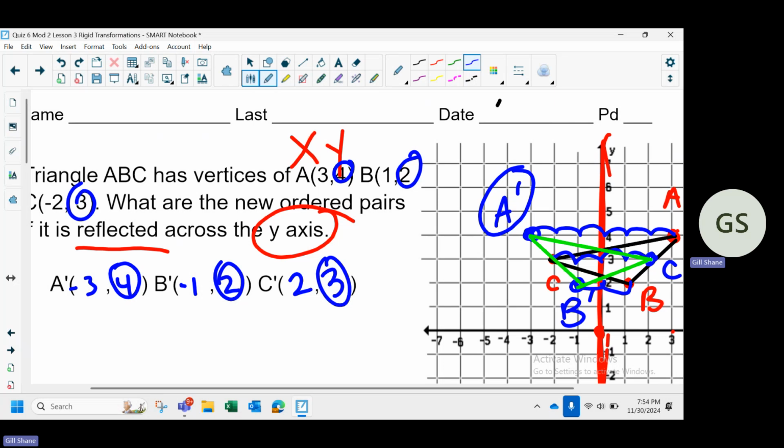So if it started positive, it became negative. If it started negative, it became positive. So you'll just see that the original x was 3. Now it's -3. The original x was 1 there. Now it's -1. Make sure you understand they are not changing to negative.